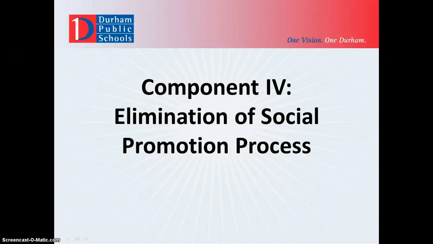Component 4 is the elimination of social promotion. Social promotion is most commonly known as students who are promoted to the next grade even though they have not met the standards of that current grade. This is a common practice in elementary schools, in the sense that schools promote students to the following grade with the hopes that with continued interventions and support, the child will have an opportunity to catch up to his or her peers.